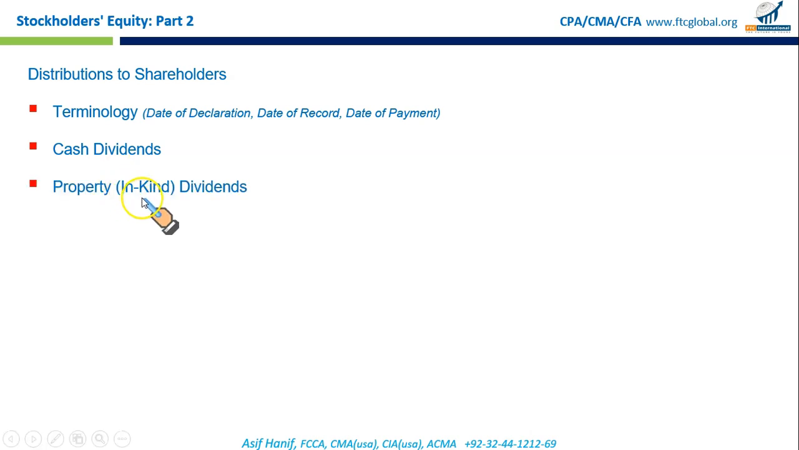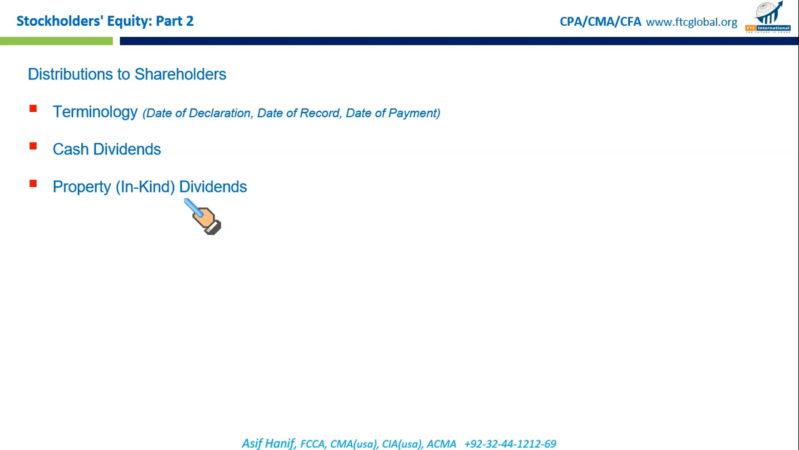Then we have property dividends, sometimes called in-kind dividends. These are the distribution of non-cash assets like inventories or investments to shareholders. So these are the assets that are given to shareholders instead of cash. What we do on the declaration date, the company must record the asset at fair value.